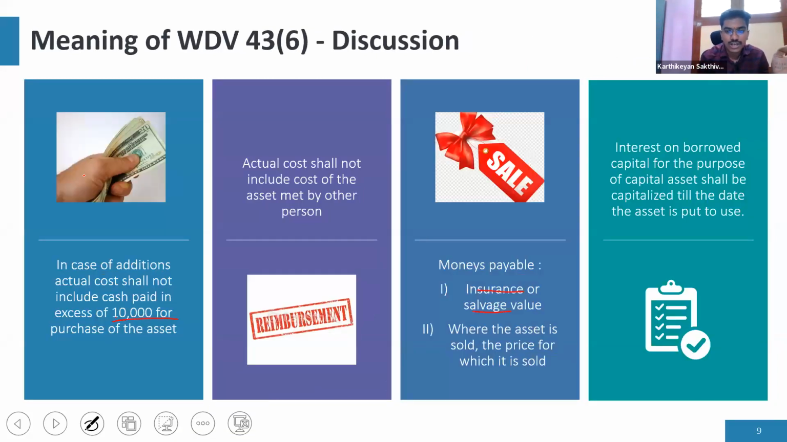Right. So next one, the actual cost shall not include cost of the asset which is met by the other person. Assume for example, the government is giving you subsidy for purchase of a machinery. That shall not be included in the actual cost of the machinery.